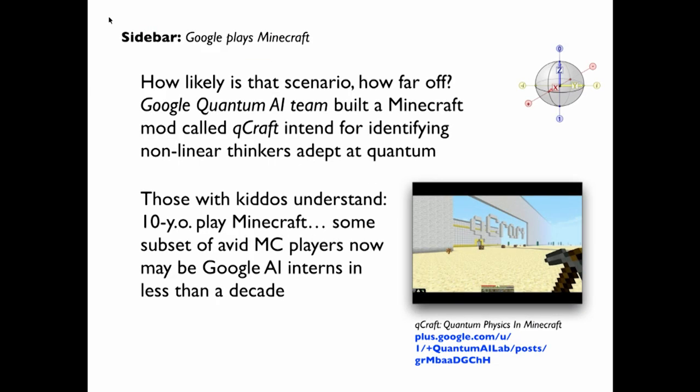As a little bit of a sidebar, it's interesting to speculate how far we are away from having practical quantum computing at scale. But as a particular data point that I find amusing, the Google Quantum AI team recently collaborated with folks at Caltech to build a Minecraft mod called QCraft. And QCraft's intention, what they've stated, is that they're going to try to identify Minecraft players who are good at nonlinear thinking, who are adept at manipulating quantum physics.